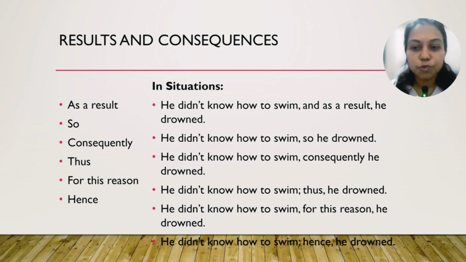He didn't know how to swim, consequently, he drowned. He didn't know how to swim, thus, he drowned. He didn't know how to swim, for this reason, he drowned. He didn't know how to swim, hence, he drowned.